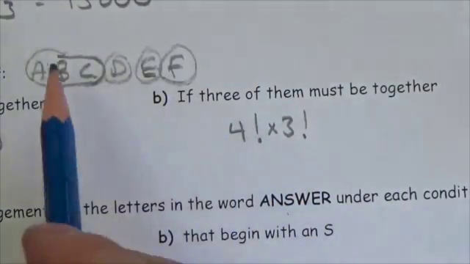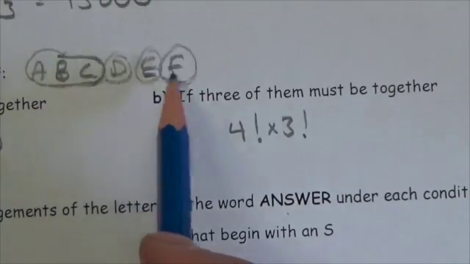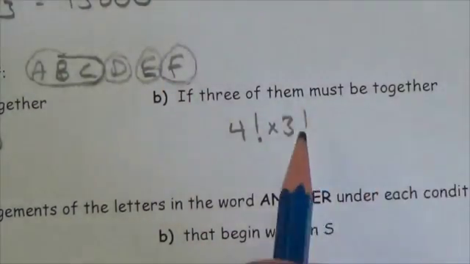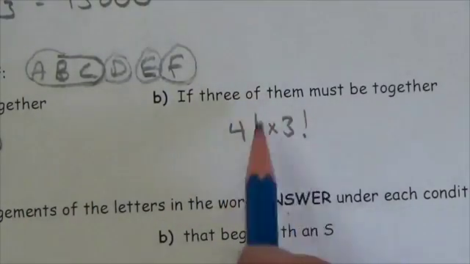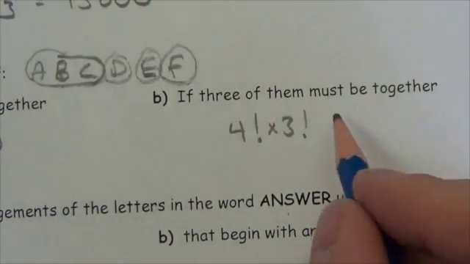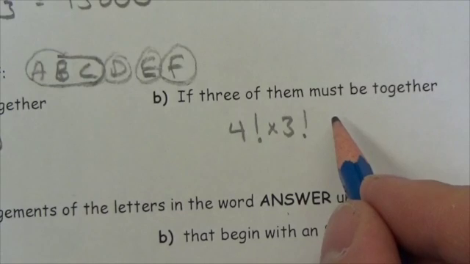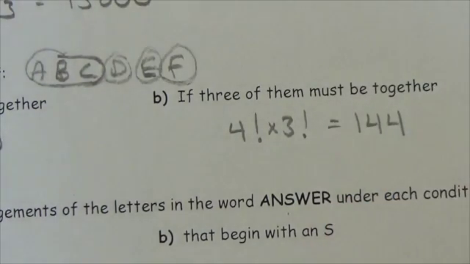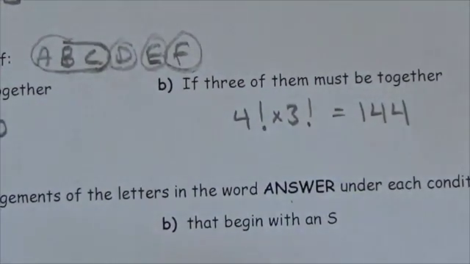So 4 factorial for the groups, 1, 2, 3, 4. Now, most of those groups are just groups of 1, but that's okay. And then there's one group here that's getting permuted in 3 factorial different ways. Now, putting that all together, turns out there are 144 different ways that we can do that.